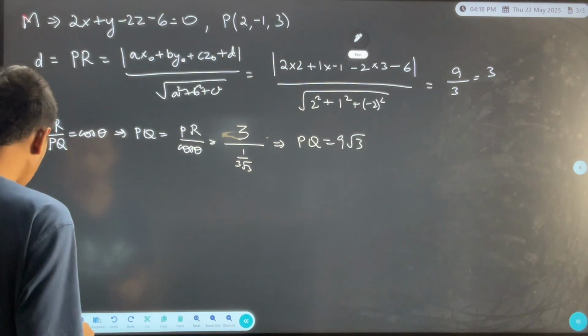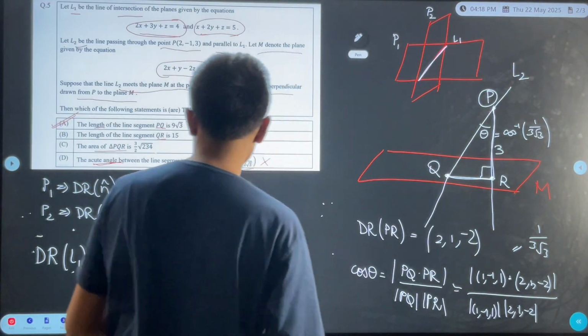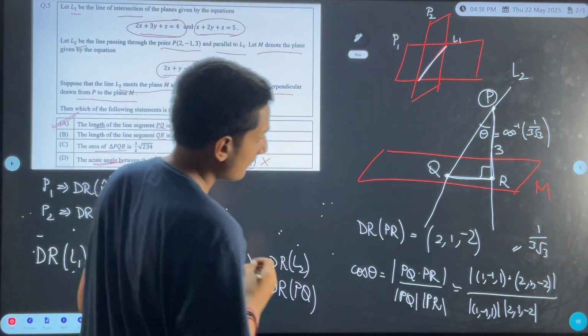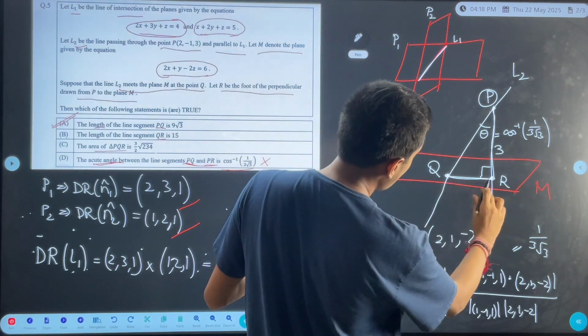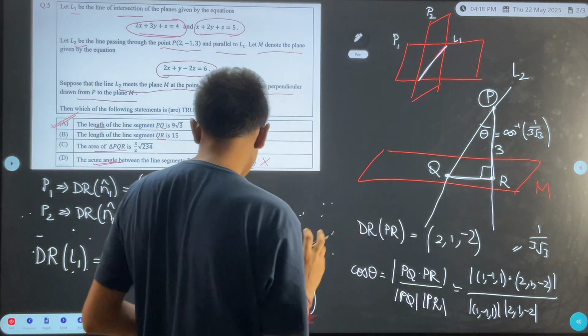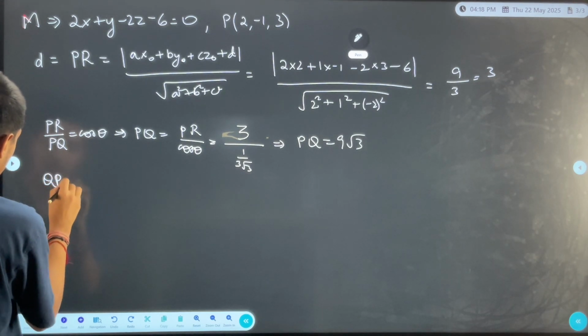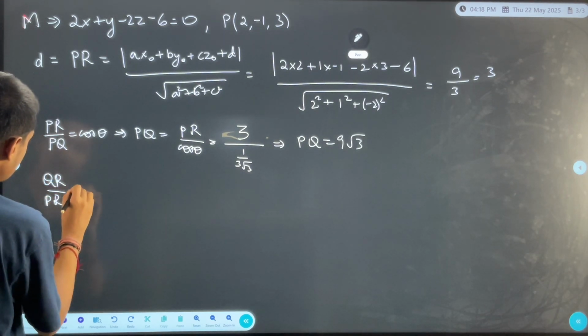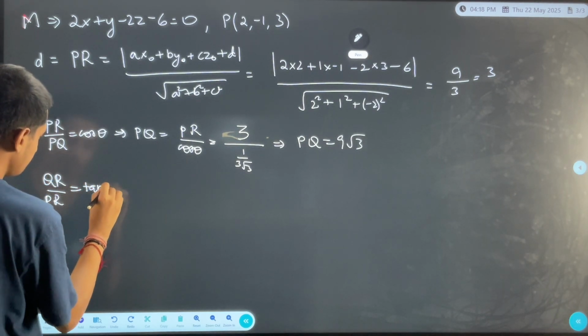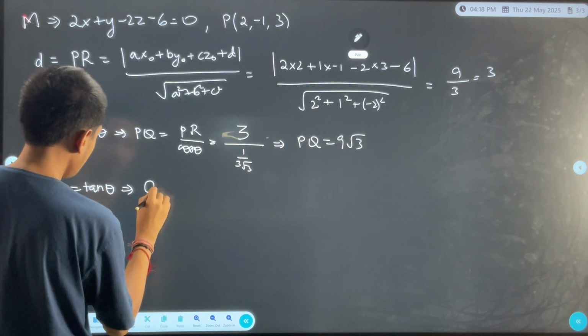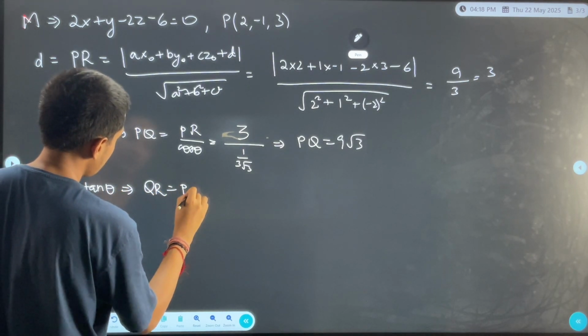Now for QR, from this figure, QR by PR is tan theta. Alright, so first let's write that down. QR by PR equal to tan theta. This would imply QR is equal to PR tan theta.